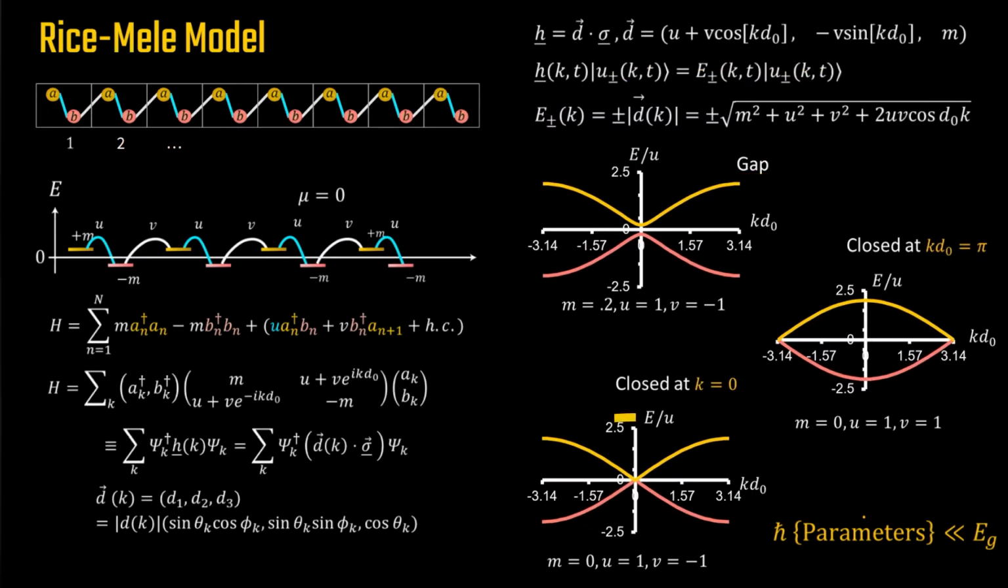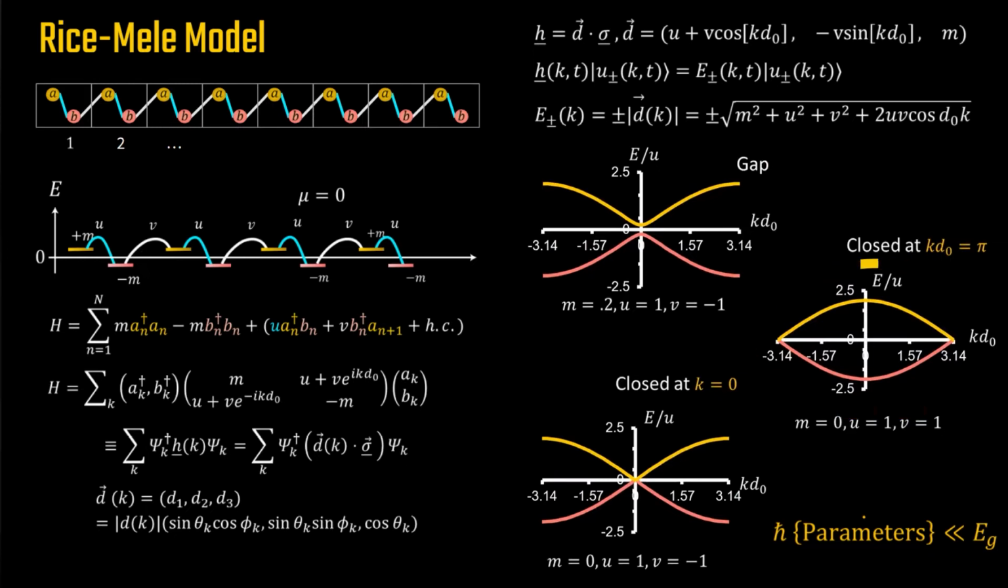For m equal to 0 and u equal to minus v, the gap closes at k equal to 0, and for m equal to 0 and u equal to v, at k d naught equal to pi.